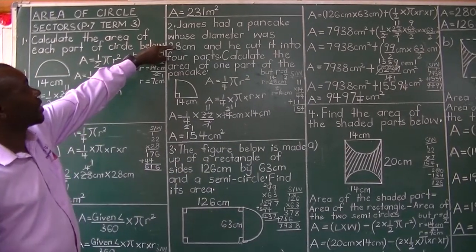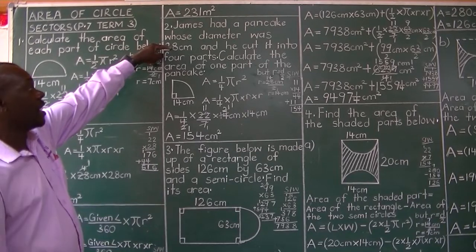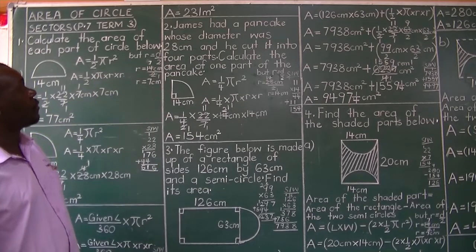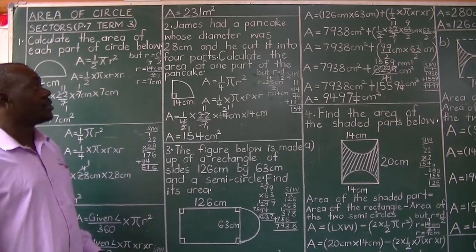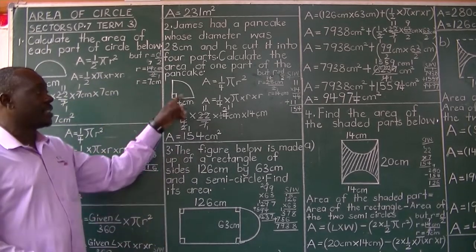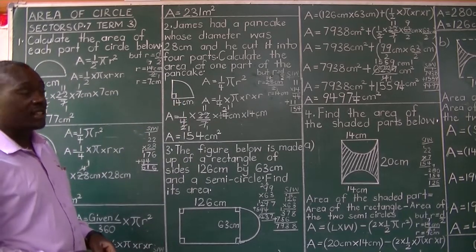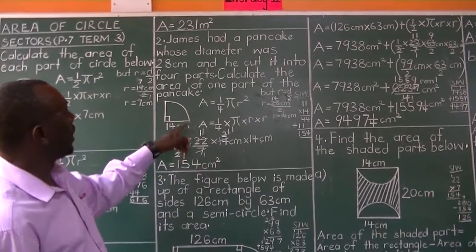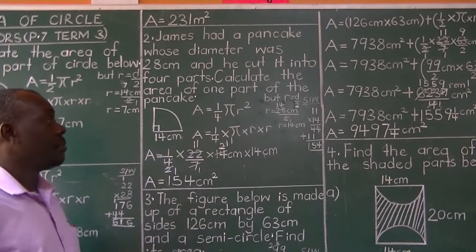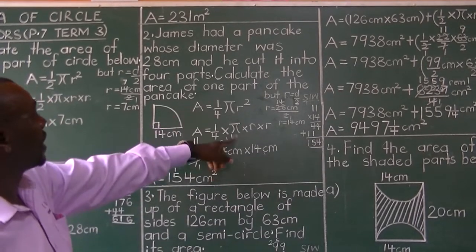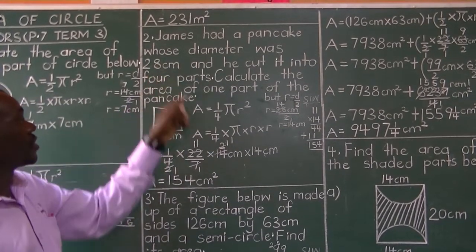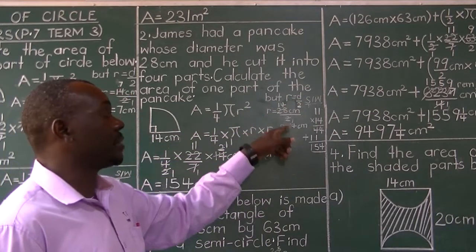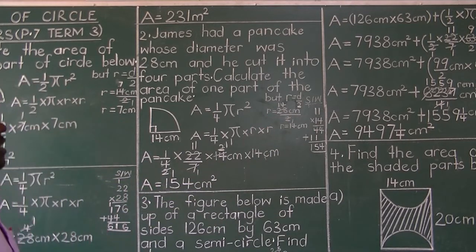Remember, this 28 centimeters is the diameter of the whole circular pancake. And now it was cut into 4 equal parts. Now they want you to find the area of one of the 4 parts, which are quadrant-like. So they are asking you for the area of a quadrant. And you know, the area of a quadrant is equal to a quarter pi r squared, where r stands for radius. Since 28 is the diameter, radius equals diameter divided by 2. That's 28 centimeters divided by 2 to get a radius of 14 centimeters.